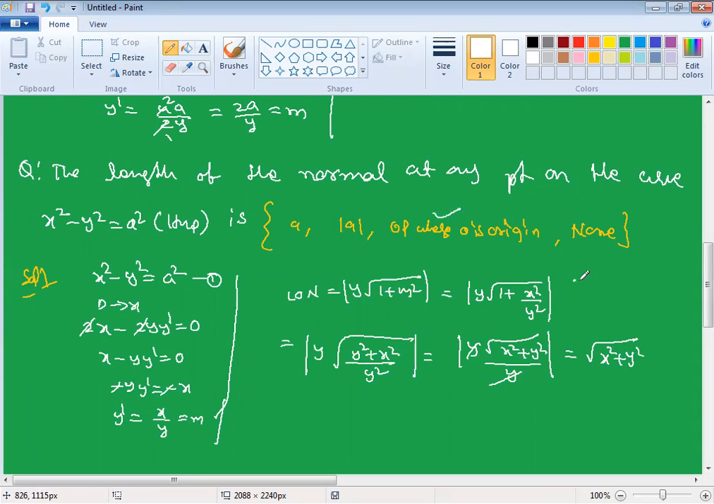See, root over x square plus y square means clearly option C. Why? From the origin to any point P (x, y), the distance is always this only. So which is nothing but OP. The answer is OP, where O is the origin. So this is option number 3 we have to mark. In this way we can find the lengths.